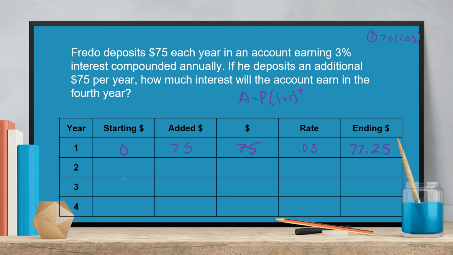That's our total. All right, so year 2, he starts out with $77.25. He deposits another $75. So now we have $152.25 times our rate, which is still 0.03. So here, for our second year, we're going to have $152.25 times 1.03. Go ahead and do the math.